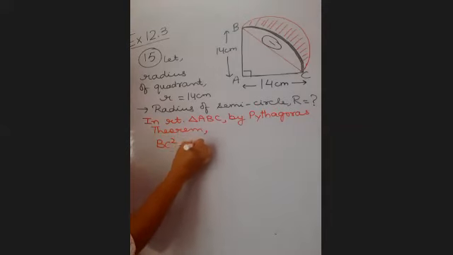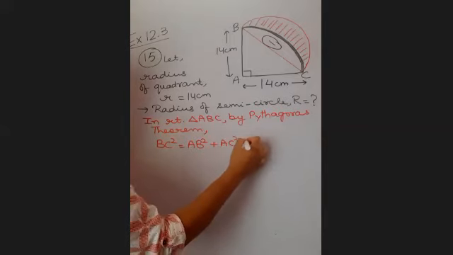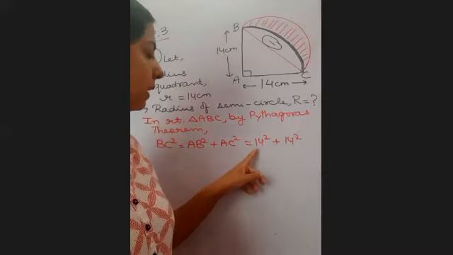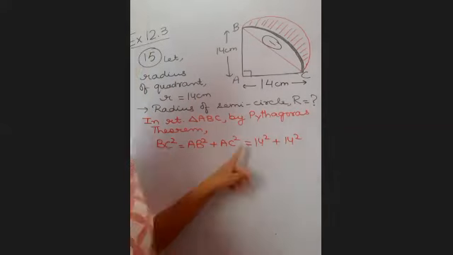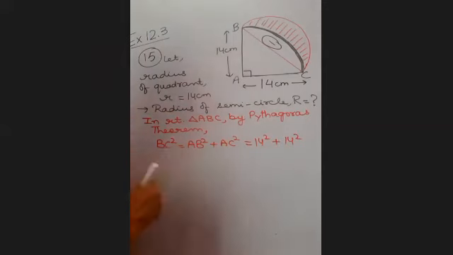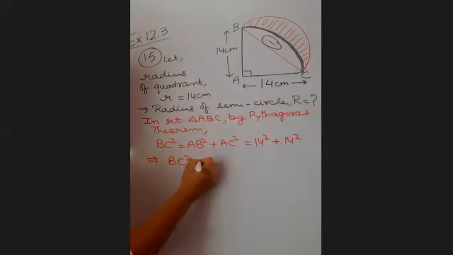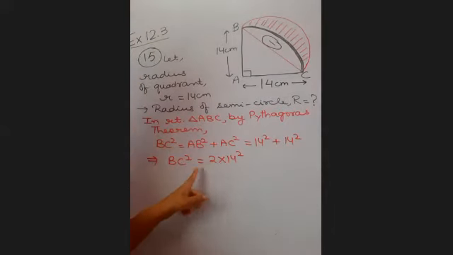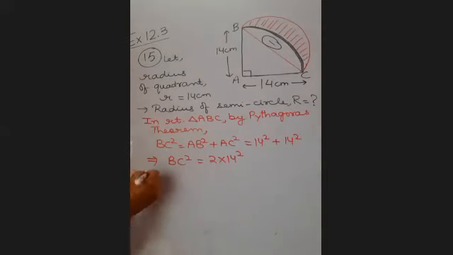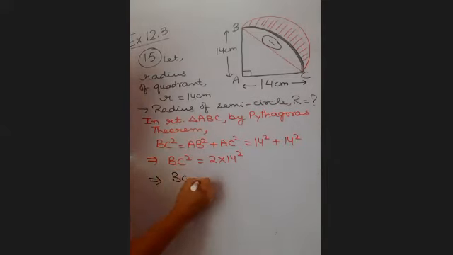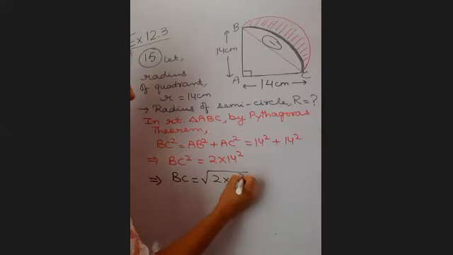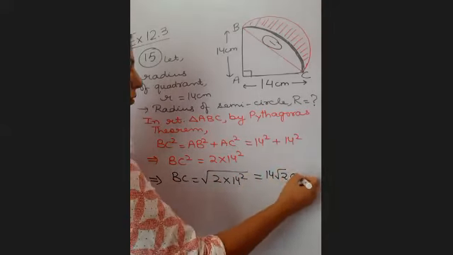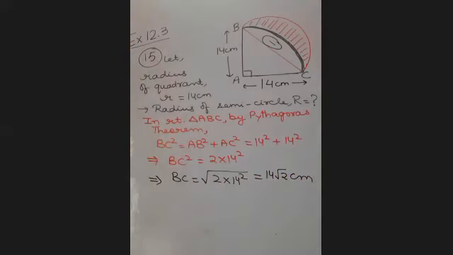BC square is equal to AB square plus AC square, which is 14 square plus 14 square. Children, instead of writing 14 square as 196 plus 196, look at the board please, can I also put it as BC square is 2 into 14 square? Yes, 14 square plus 14 square means 2 times 14 square. So this gives me an easy idea. BC will be the square root of this. Now from 14 square, 14 will come out and then root 2. Are you clear with the calculation?